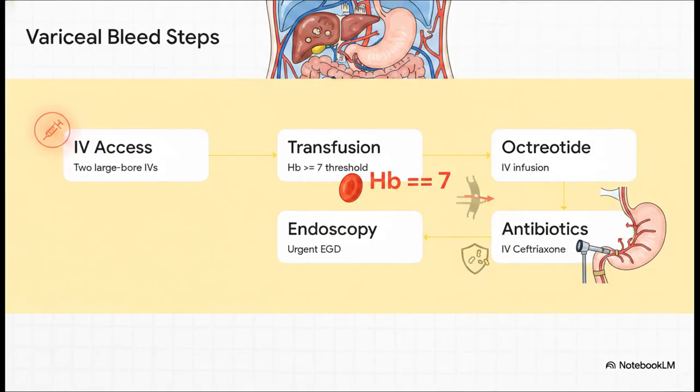Instead of reaching for blood, you manage this hyperacute situation by deploying an exact 5-step sequence without a single deviation. 1. 2 large bore IVs. 2. Hold that restrictive transfusion threshold of 7. 3. Start continuous IV octreotide to clamp down on splanchnic vasodilation. 4. Prophylactic IV ceftriaxone, because these patients are at massive risk for bacterial translocation and SBP. And 5. Prep for urgent upper endoscopy within 12 hours.